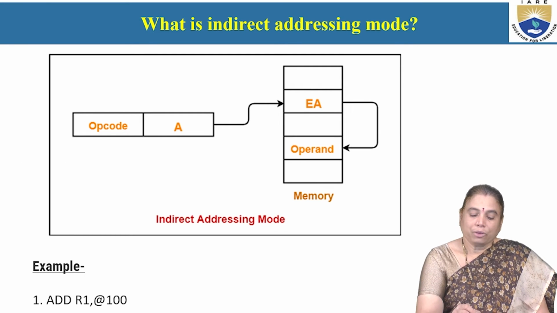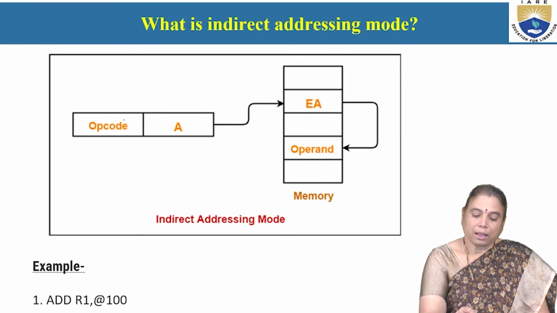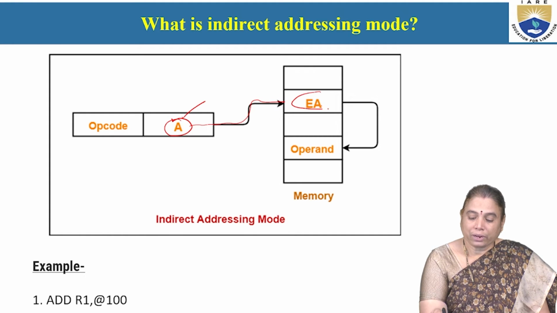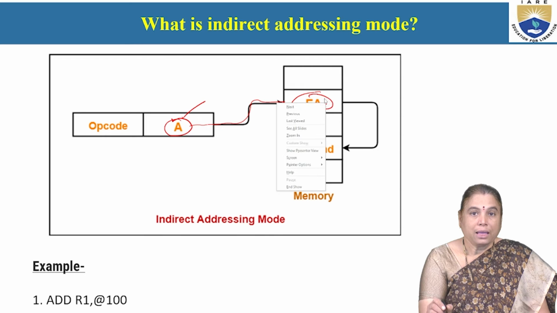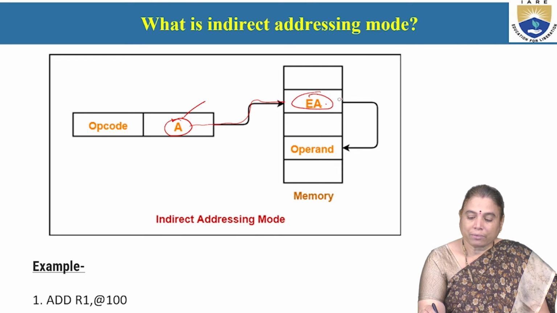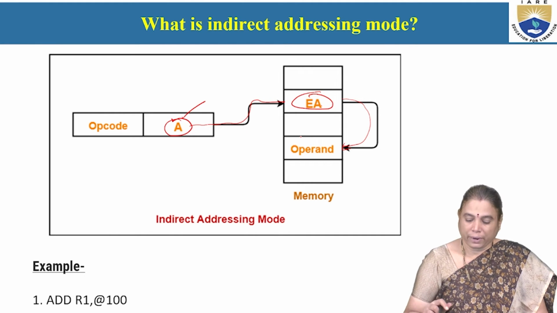So here, take the instruction format with the opcode and address A. With the help of this address, the memory location can be traversed. There we can find the effective address of the operand. Hence, one more memory location needs to be traversed to fetch the operand. So, two memory cycles are needed to locate the operand.